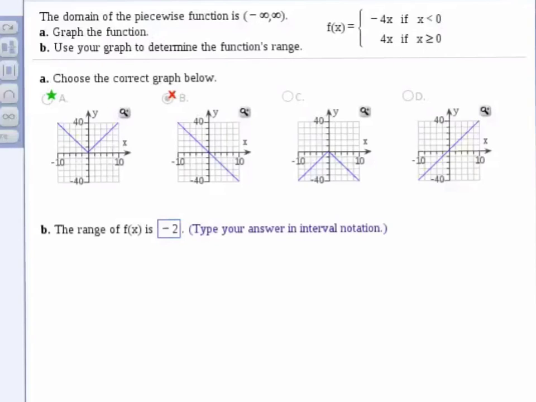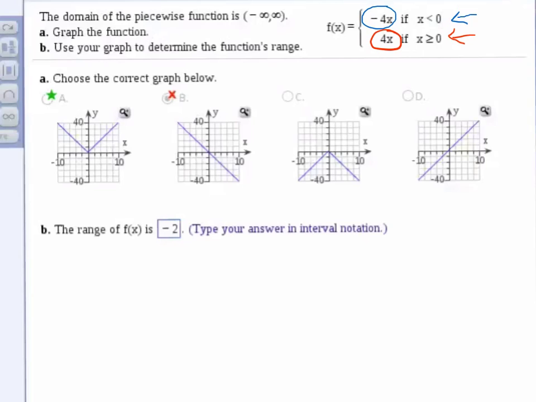Okay, for this problem, we want to first graph the function, and we've got this piecewise function. What it's showing us is that for any x's that we pick that are less than 0, or our negative numbers, we're going to plug those into the negative 4x. So we'll substitute those in for x there. And for any numbers 0 and greater, we're going to plug those into the second one there, the 4x.